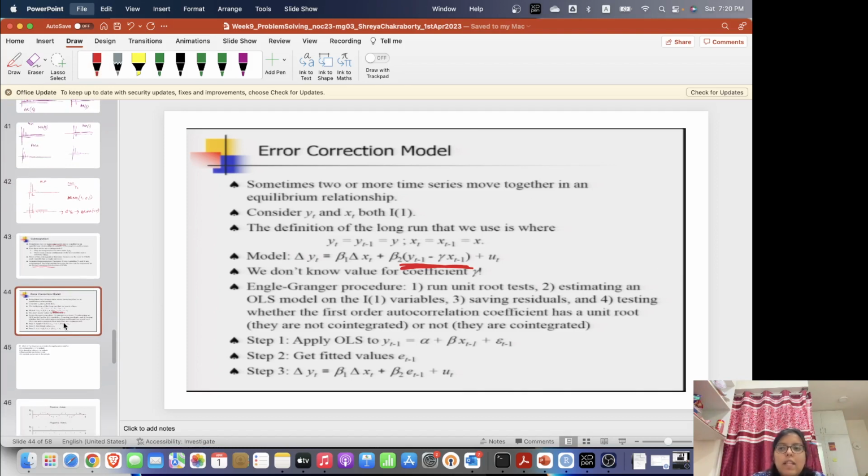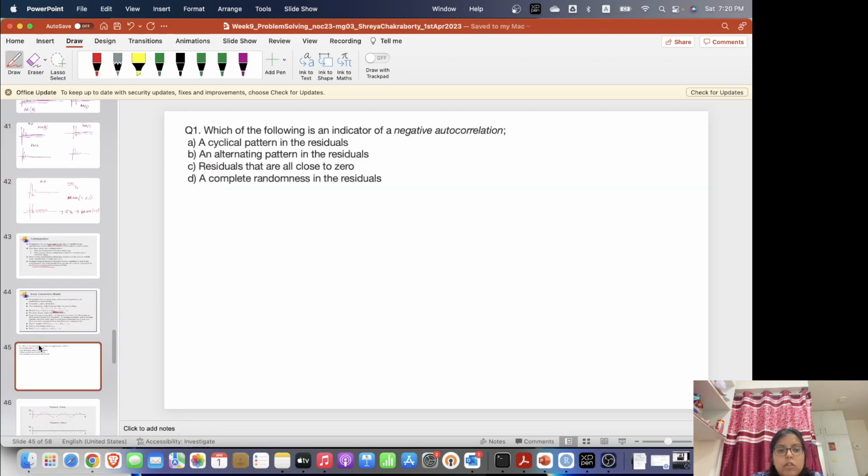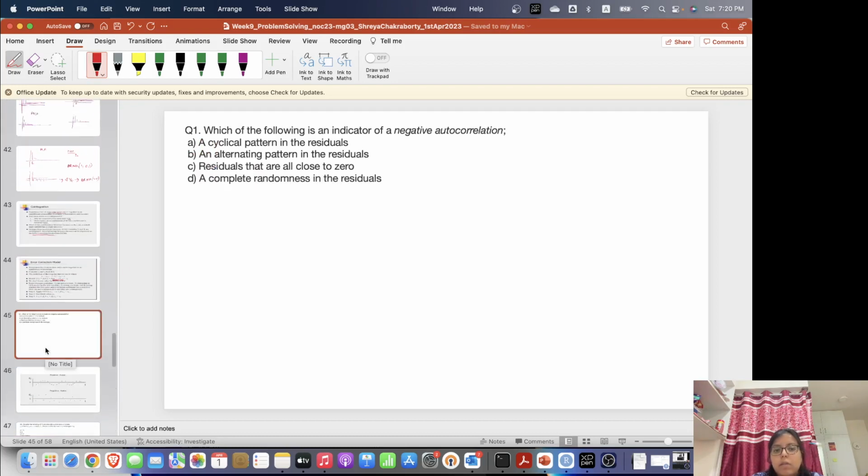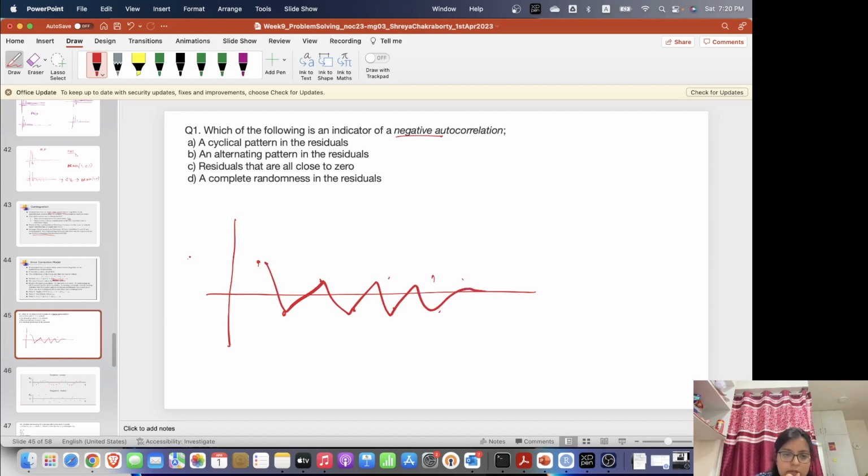Okay, so with that I'm going to move on to the problems that would be worth discussing, that might come in the assignments and questions. The first one was: which of the following is an indicator of negative autocorrelation? The answer would be an alternating pattern in the residuals.